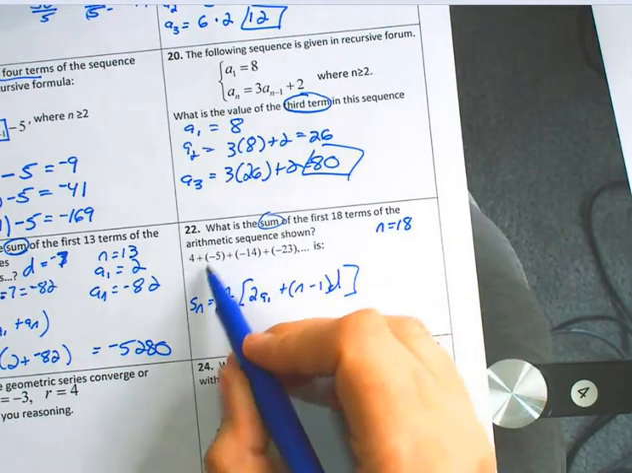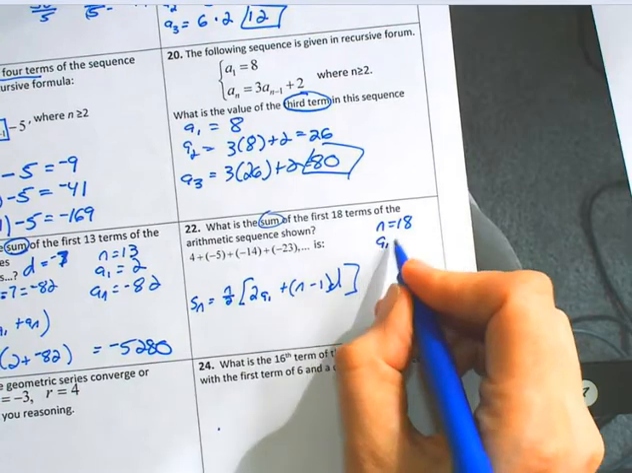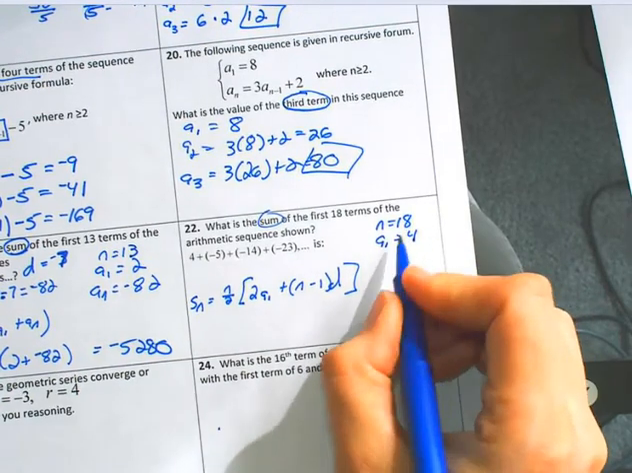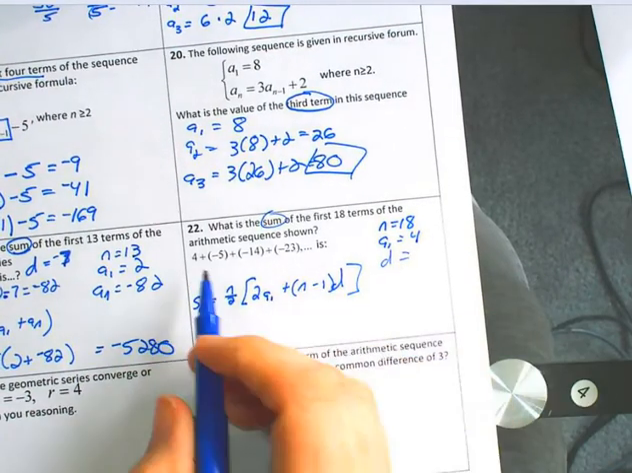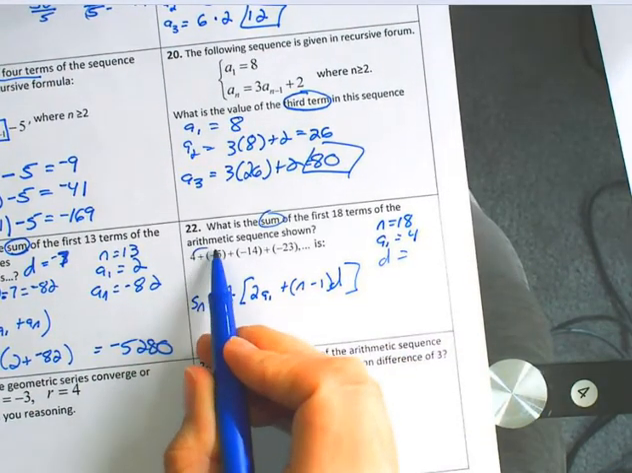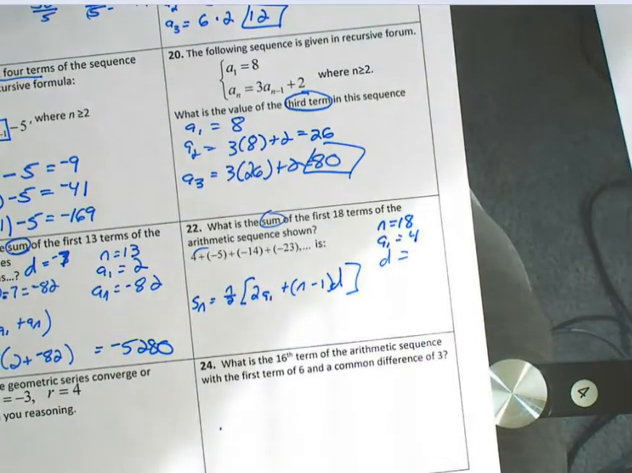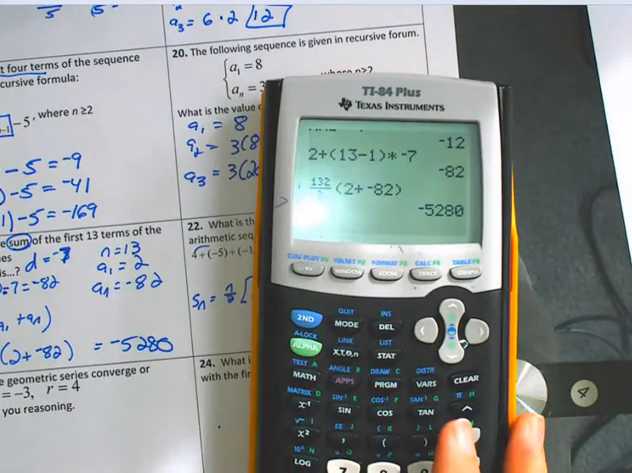And then what else do I need? I need a1, so the first term, which is 4, and I need the common difference. So the common difference, what am I adding each time? So I go 4 to negative 5. So it looks like I'm adding negative 9.